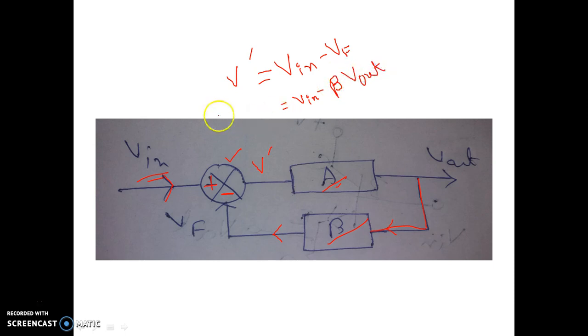Okay, so basically what we are getting, the input voltage of the basic amplifier block with application of the negative feedback, that is V dash equal to input voltage minus beta, that is the gain of the feedback network, into the output voltage with application of the negative feedback. This is a very important formula. This will help us in the analysis of the CC or common collector amplifier.